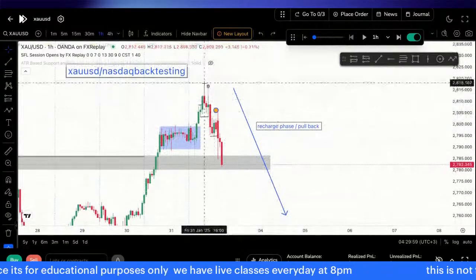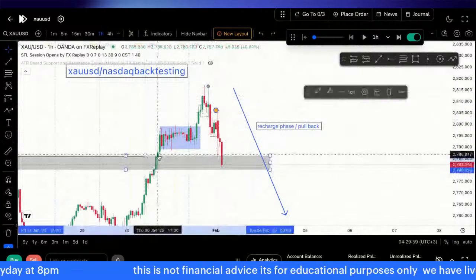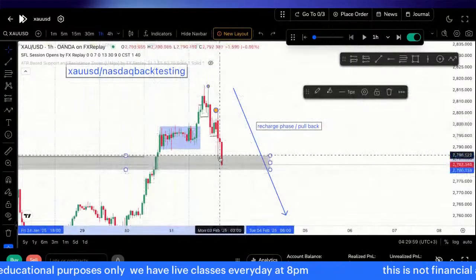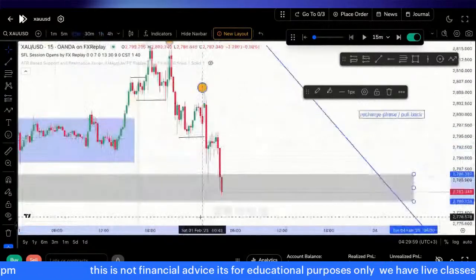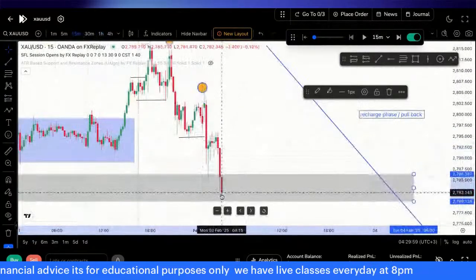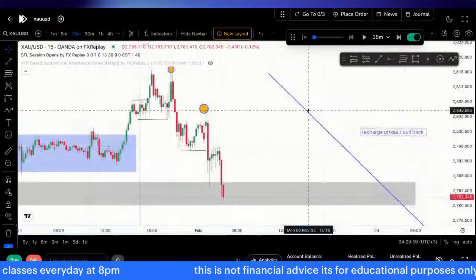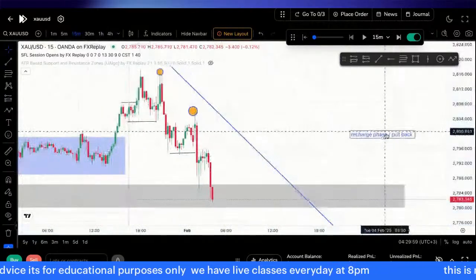On H1, we have this recovery, a pullback is coming, and now we know there's this zone which was broken, turning into support. Now we go into M15 to see if we have any confirmation for buys around here. We're going to buy, but no confirmation yet. As you can see, the recharge phase or pullback on the M15 is bearish.